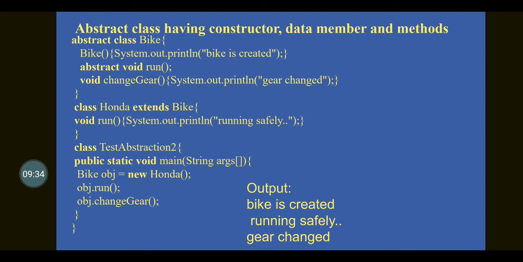So first and foremost, the bike is created will be printed, and in turn running safely, and then gear changed will print respectively.